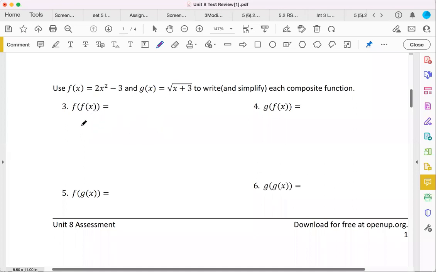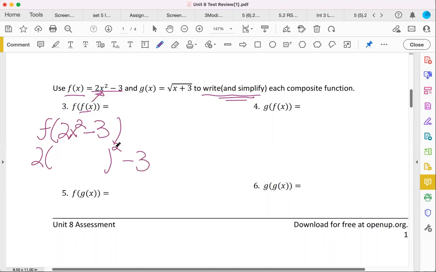This is f composed with f of x, and we're being asked to write and simplify each composite function. So don't leave any loose ends of things that could be rewritten. So I know that at the core of this, this middle f of x, I can rewrite it with that, which is saying that I'm putting 2x squared minus 3 into another form of f of x, and f of x is this. So if you've seen Inception, I think this will all make sense, but it's as if you want a function inside of a function, and sometimes even that's inside of a function.